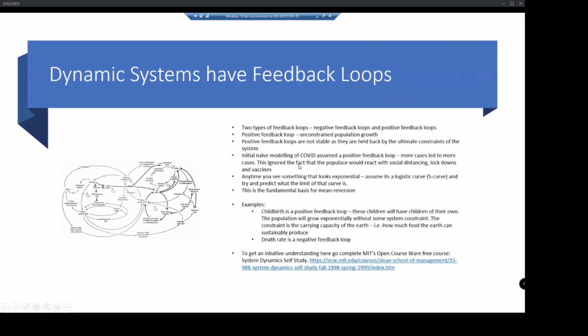Initial naive modeling of COVID assumed a positive feedback loop. They took the R number, I think it's the R number, and took the population today and the number of sick people, and then just applied the R number forever without any constraint. And next thing you know, the whole world's got COVID in a month. But that's not what actually happened.